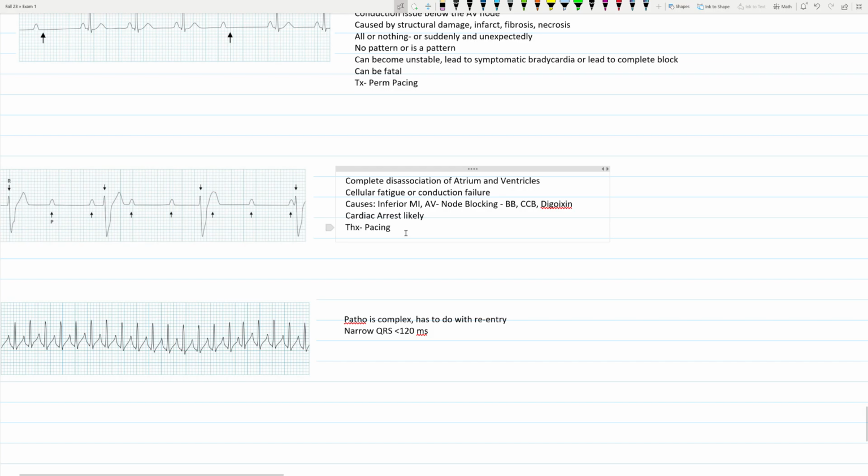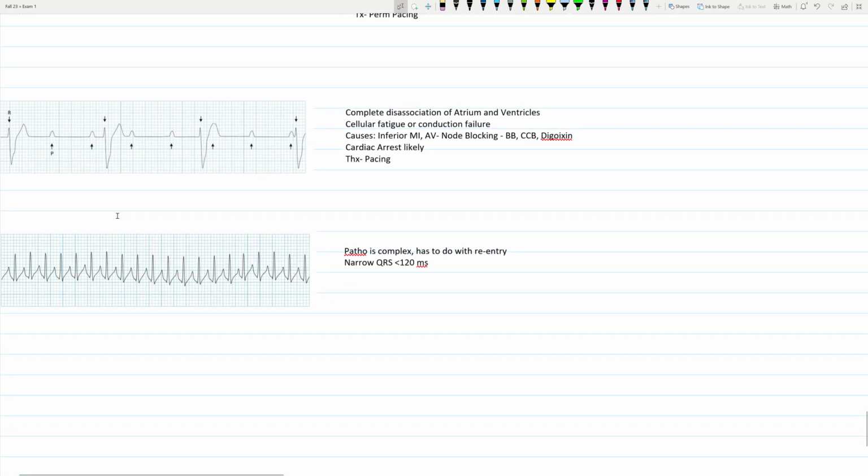Okay. The treatment for this is going to be permanent pacing. We're going to have to go in and place a permanent pacer or an external pacer in this patient to make sure we can keep this heart rate going. Okay.